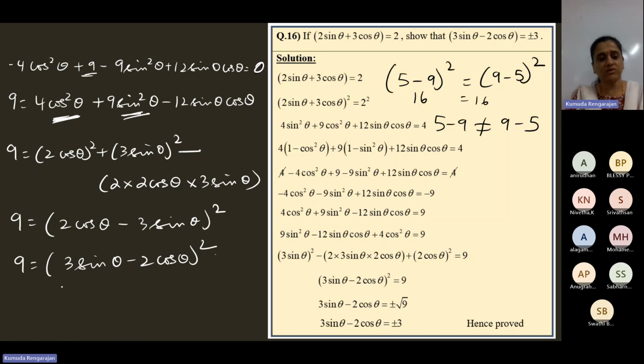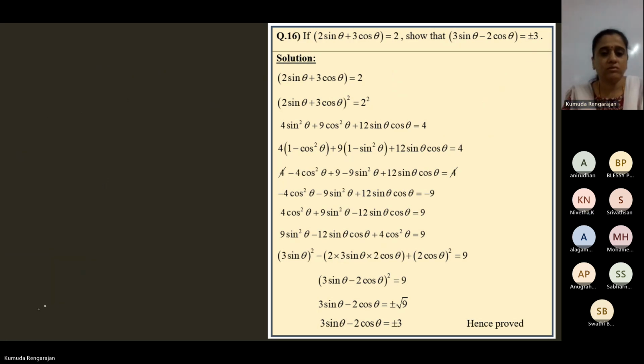So what I'm trying to say is you can take either of these as a square. If you take this as a square, this is B square. If you take this as a square, this is B square. Both ways you can get the answer. So 3 sin theta minus 2 cos theta is equal to plus or minus square root of 9, which is plus or minus 3. So this is what you should remember.